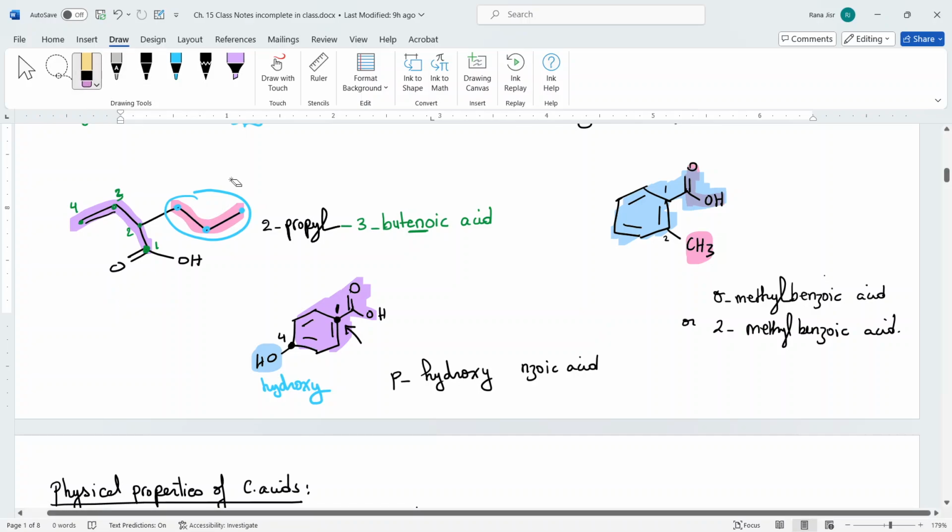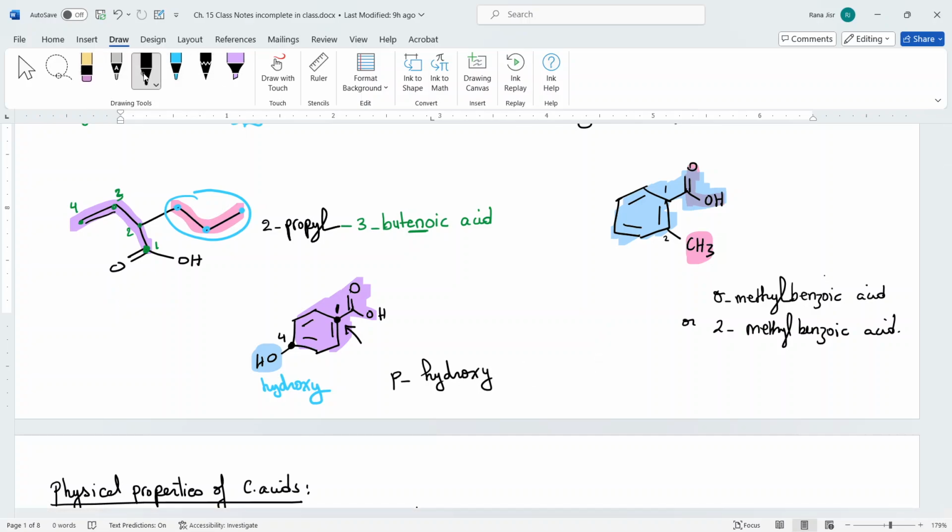Let me erase and put the benz there. OIC, and then acid. Or I can name it as 4-hydroxy benzoic acid. Whatever you want, but we prefer the ortho, the meta, and the para.